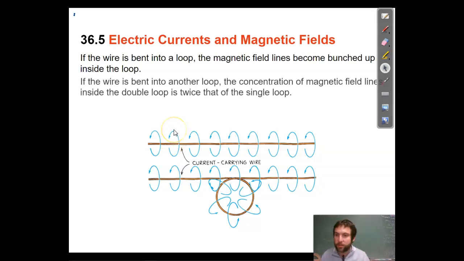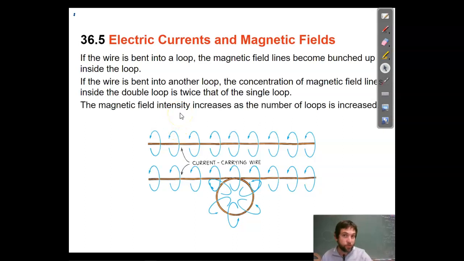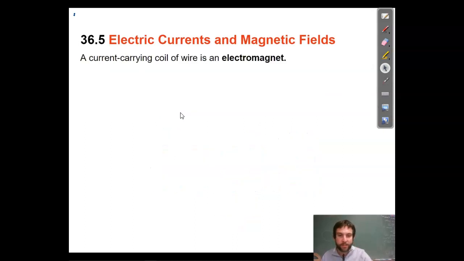That is a solenoid. If the wire is bent into another loop, the concentration of magnetic field lines inside the double loop is twice that of a single loop. So the more loops you have, the stronger your magnetic field is getting. Magnetic field intensity increases as the number of loops increases. A current-carrying coil of wire is called an electromagnet.